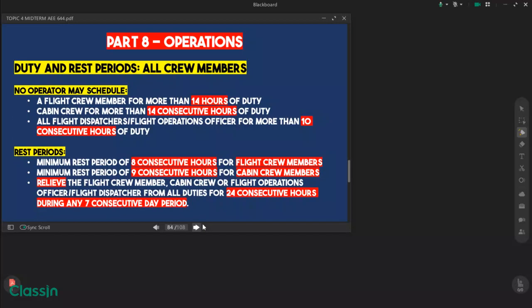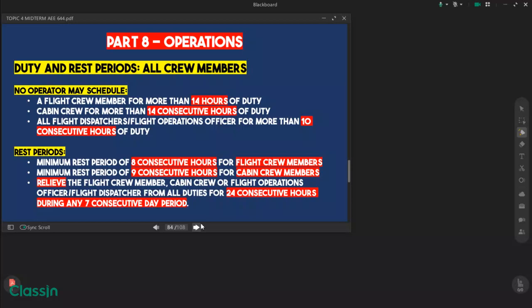So, pag-uusapan naman natin dito is the duty and rest periods natin. So, kailangan pala yun. So, kailangan natin siyang pagtuunan ng pansin kasi para hindi ma-overwork yung mga employee natin. So, kasi pag nagkakaroon po kasi tayo ng overwork, doon na papasok yung human factor error. Sabihin nun, nagkakaroon tayo ng errors kasi dahil sa tao. Dahil pagod, stress, kulang sa tulog, may iniisip na ibang bagay, and so. Okay? So, no operator may schedule a flight crew member for more than 14 hours of duty.